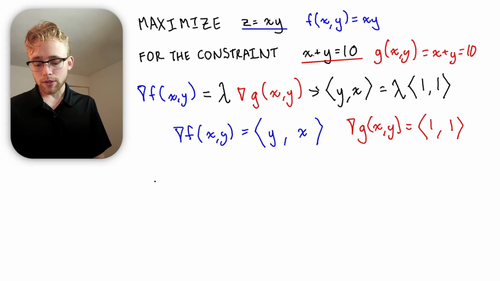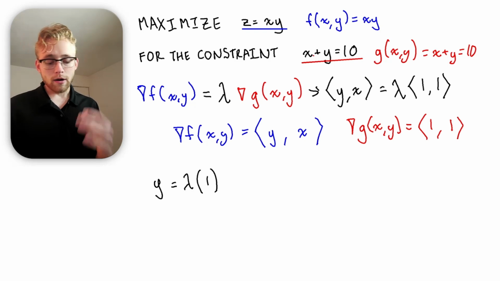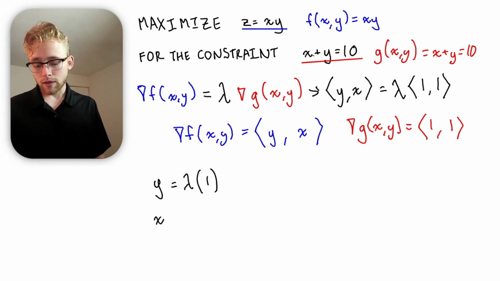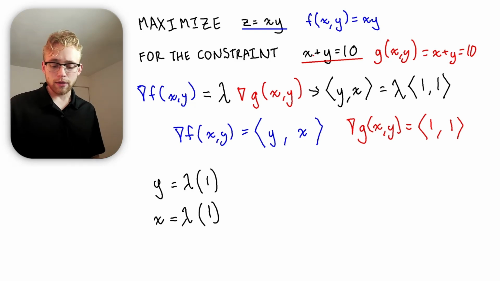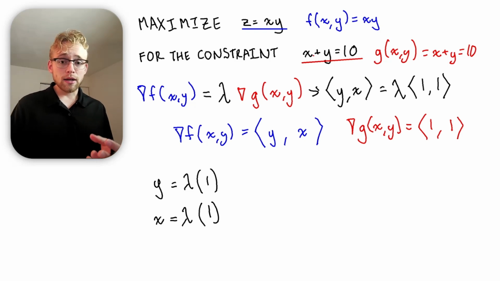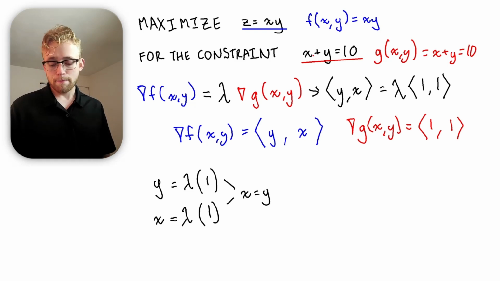Let's write our system of equations. The first is y, which is our first component, equals lambda times the first component of this vector, which is 1. Our second equation is the second component, x, equals lambda times the second component over here, which is just 1 as well. Each of these just goes to y equals lambda and x equals lambda. So if x equals lambda and y equals lambda, then it stands to reason that x equals y.